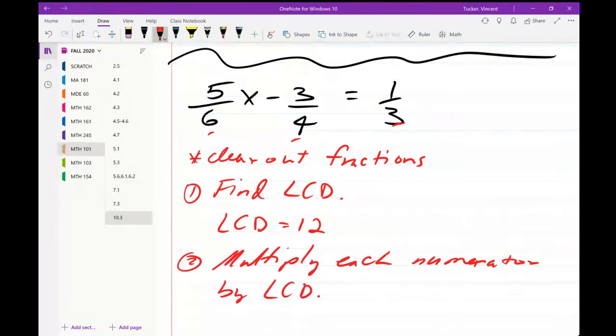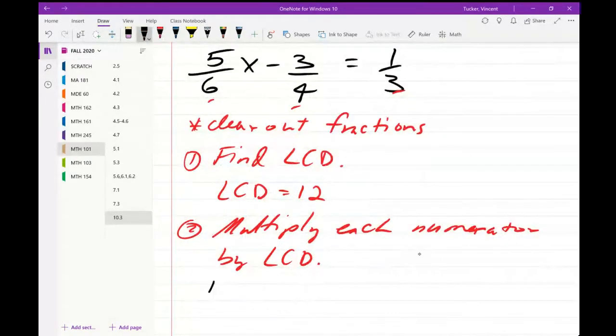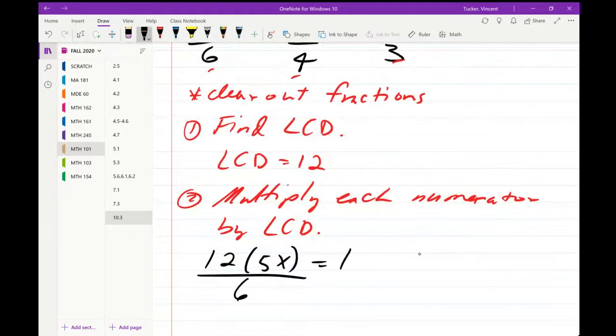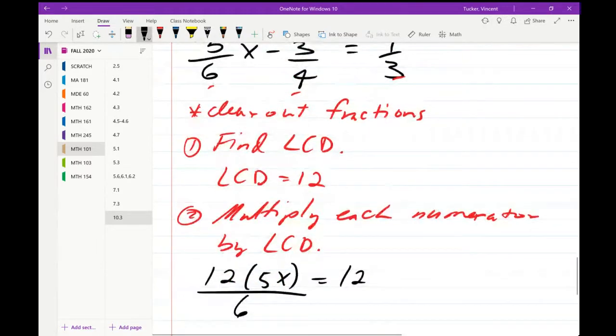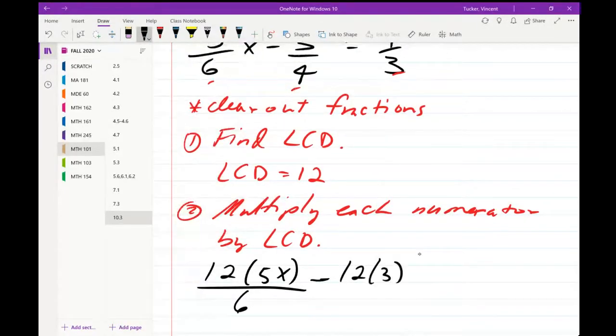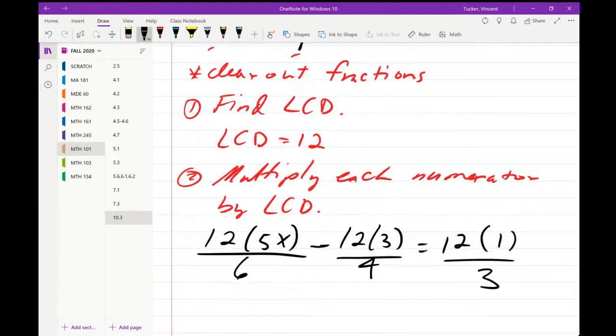So we're going to multiply each numerator by the LCD. Notice I said each numerator. We're not multiplying numerator and denominator, just each numerator. We're multiplying across the equation. So we multiply each numerator by the 12.